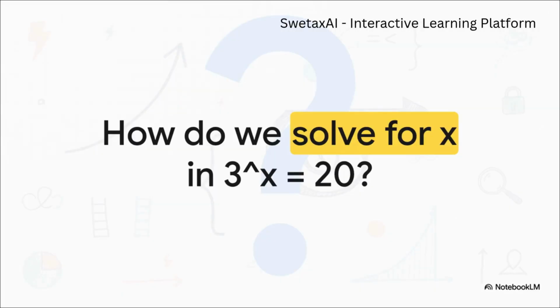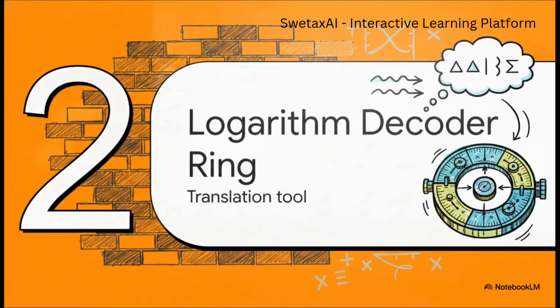But here's where we run into trouble. It's super easy to figure out 2 to the power of x equals 16, right? We know 2 times 2 times 2 times 2 is 16, so x is just 4. Easy. But what about 3 to the power of x equals 20? Well, 3 squared is 9, 3 cubed is 27, so the answer is floating somewhere in between. And right here, we hit a mathematical brick wall where the exponent itself becomes this unsolvable mystery using just standard algebra. To smash through that wall, we move to Section 2, the logarithm decoder ring.